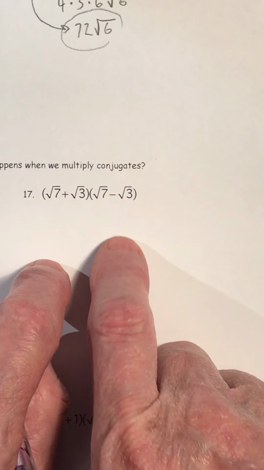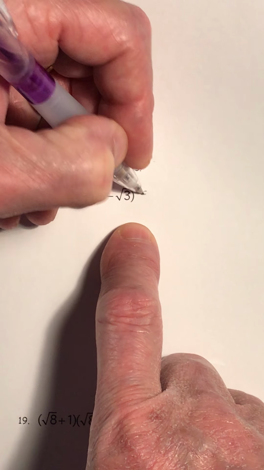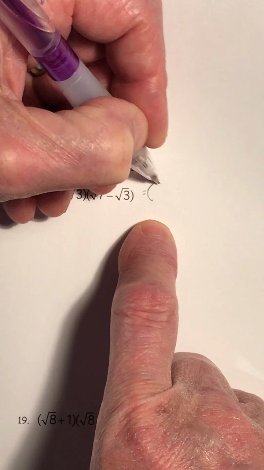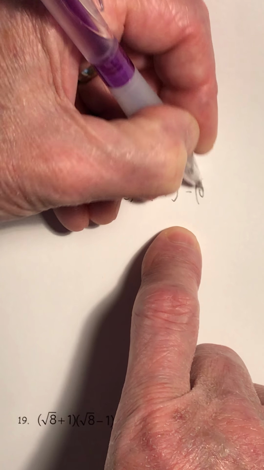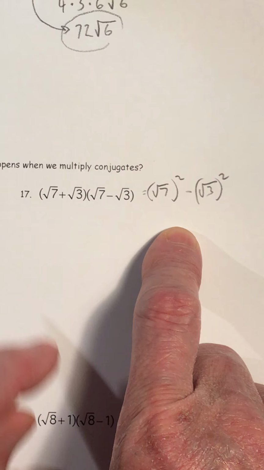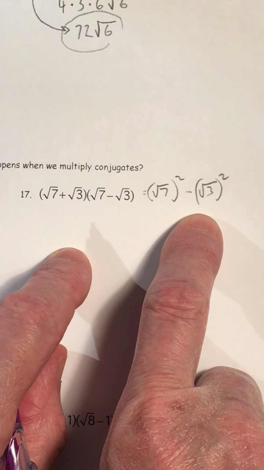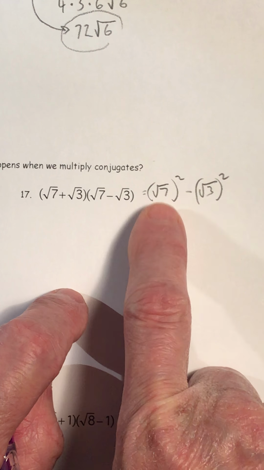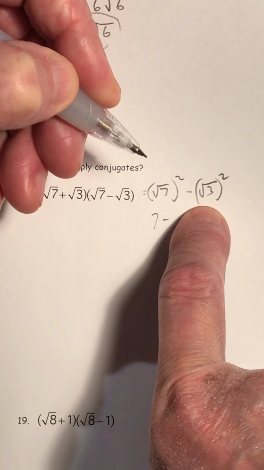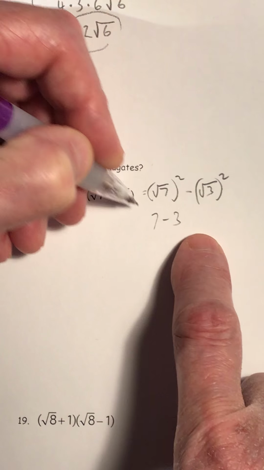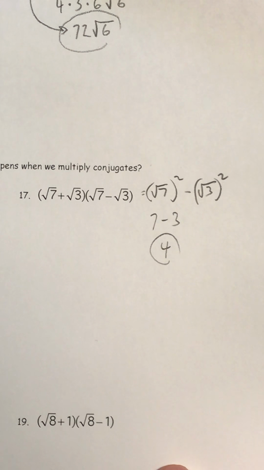One says plus, one says minus. Feel free to do the FOIL thing, but the answer is going to be just the square of the first thing minus the square of the second thing. By first thing and second thing, I mean in the order they're written, because, you know, with subtraction, the order matters. So, what's the square of the square root of 7? 7. What's the square of the square root of 3? 3. 7 minus 3. See, I didn't even need a calculator.